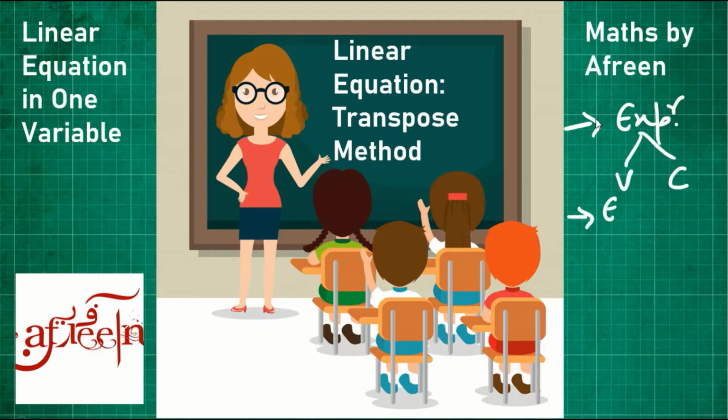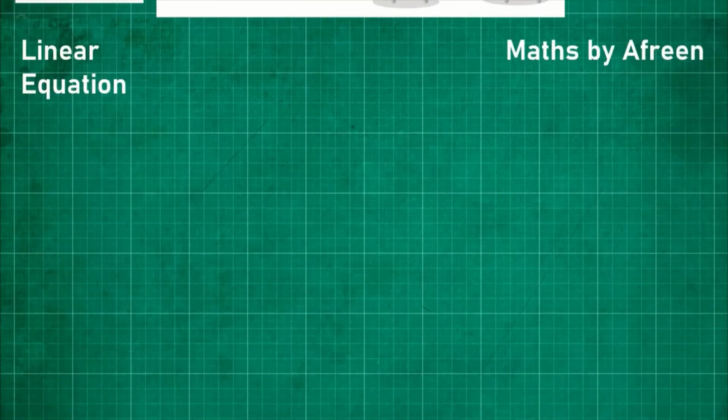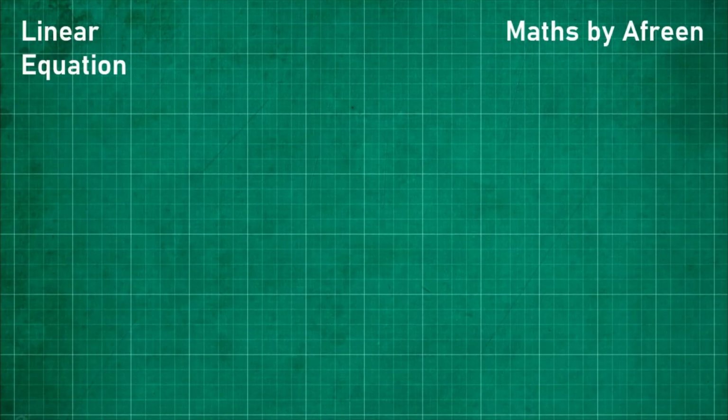Next, we studied about the equation. Next, linear, what is linear? Next, what is linear equation in one variable? Next, we studied about the four properties of linear equation and its implementation. So this was the quick revision of the topics which we studied in the last video.